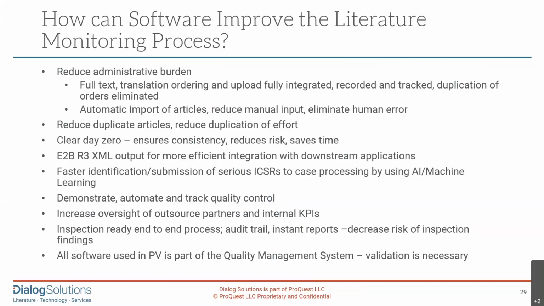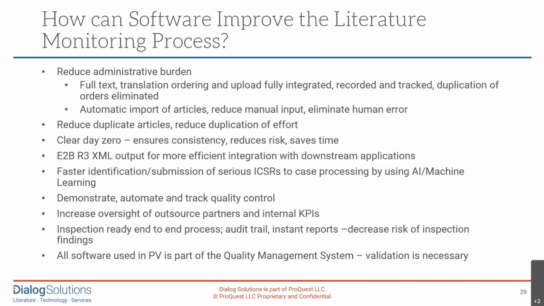Duplicate articles not only create duplication of effort, they can also create inconsistencies. If you get the same article in the system, there is a possibility that it can be reviewed twice in different ways, and that can be a finding. They can also clog up case processing, where case processing then has duplicate cases.